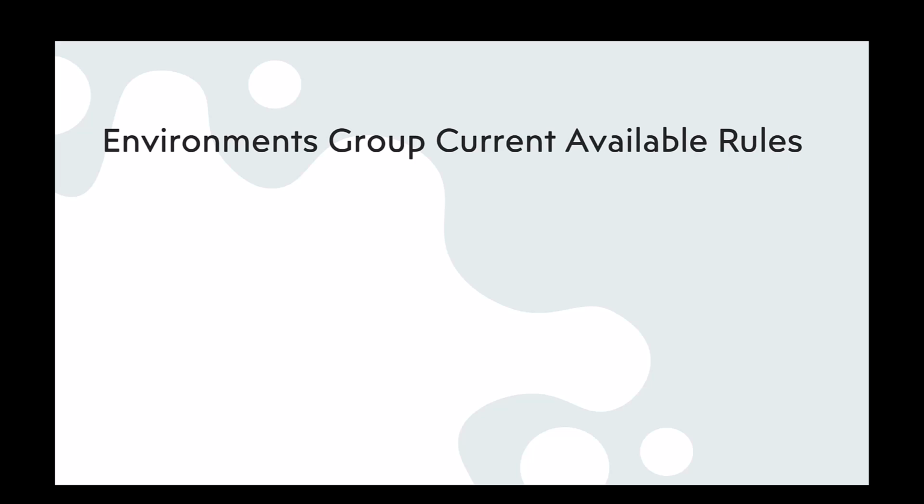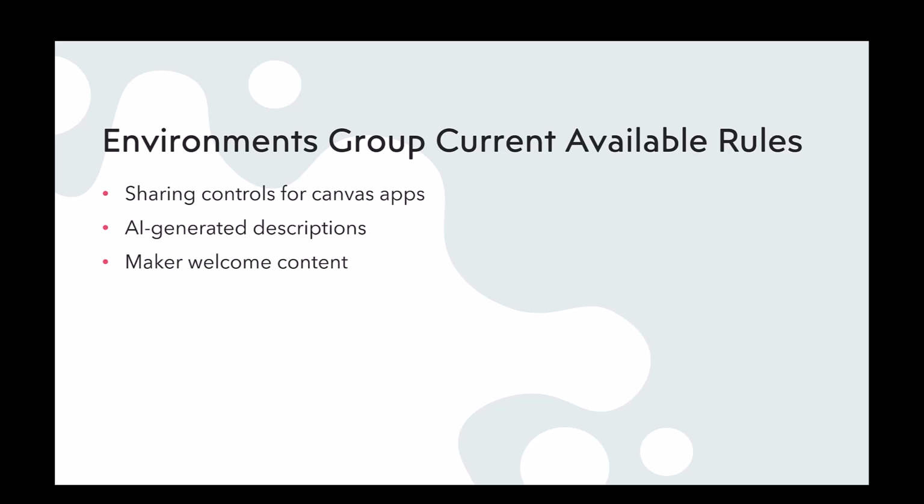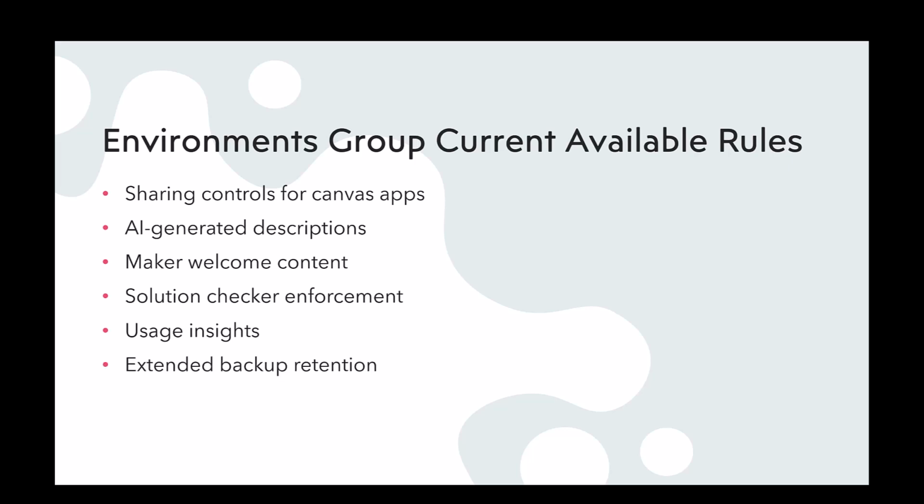Environment groups' currently available rules. At the time of this recording, environment groups are in the early stages and are expected to receive more updates and enhancements. Currently, they support only the following rules for environment groups: sharing controls for Canvas apps, AI generated descriptions, maker welcome content, solution checker enforcement, usage insights, and extended backup retention. These supported rules are part of the broader managed environment feature, which includes a more extensive list of rules. This is why understanding the managed environment feature is crucial for fully comprehending environment groups. Be sure to follow the rest of the course for a complete understanding.